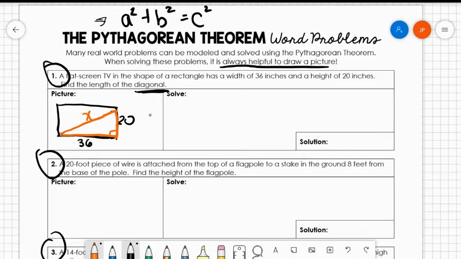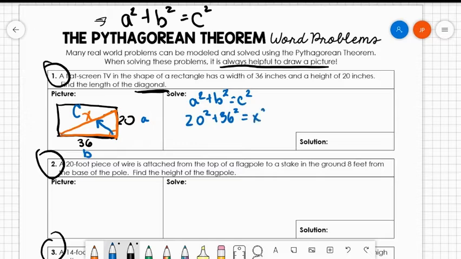So again, let's start with figuring out what c is. c is whatever's across from the right angle. So in this case, it's x. I'll call 20 a, I'll call 36 b. So if I'm starting with a squared plus b squared equals c squared, let's plug some stuff in. And now this becomes exactly like a problem that we did the other day. The only thing that changed was we had to actually set up the picture to make it happen. So we'll do this math out.